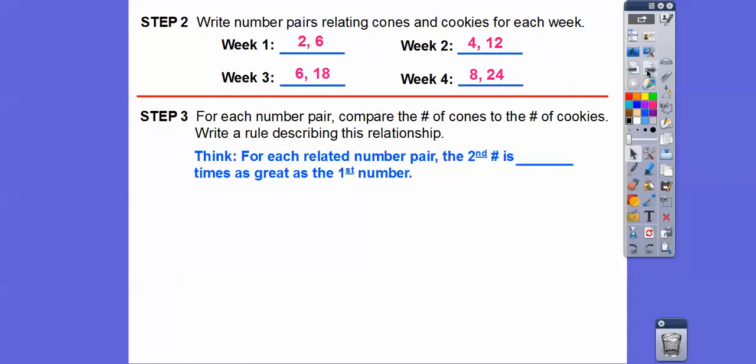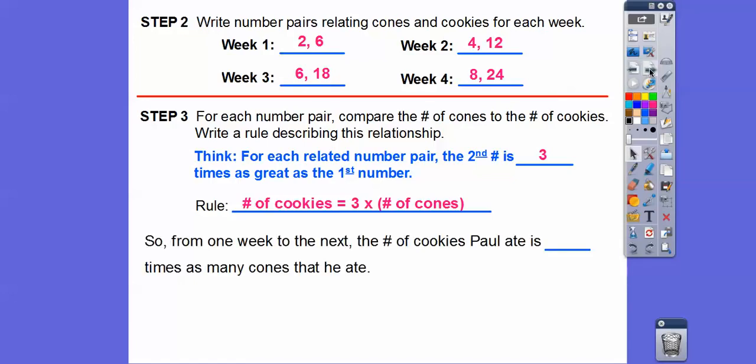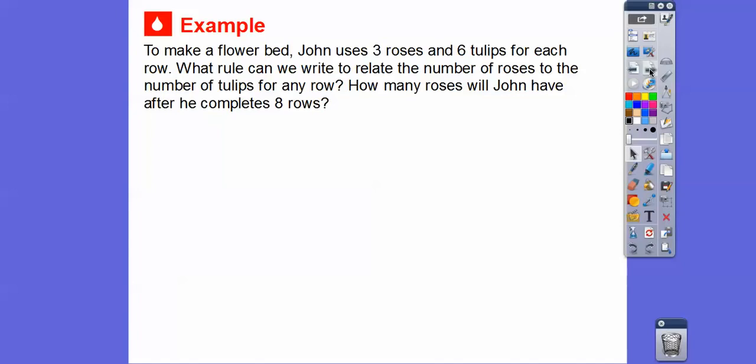So it looks like for each related number pair, the second number is 3 times as great as the first number. So our rule is going to be the number of cookies equals 3 times the number of cones. Here's the cookies. It equals 3 times the number of cones. So from one week to the next, the number of cookies Paul ate is 3 times as many as the cones that he ate. Okay, yummy. All right, let's try another one here.